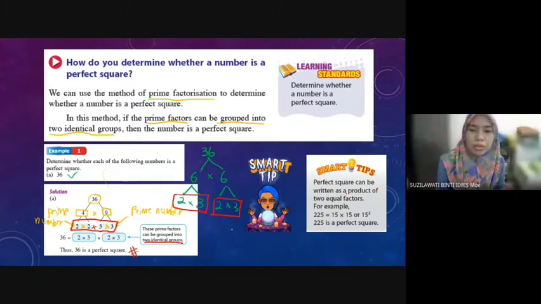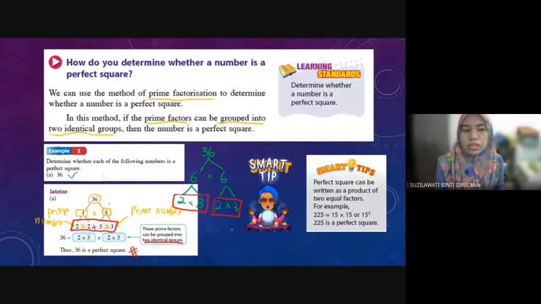Perfect square can be written as a product of 2 equal factors. For example, look at this. 225 equals 15 multiplied by 15, or 15 square. Thus, 225 is a perfect square. Jadi 225 ialah perfect square kerana dia ialah hasil darab faktor yang 2 equal factors, faktor yang sama, 15. 15 square equals 225.